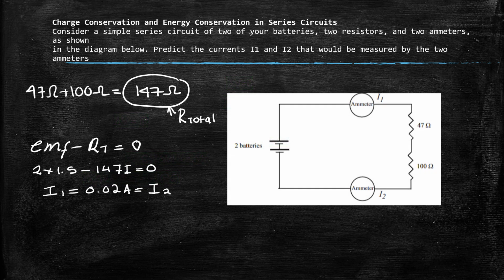Here we were given a specific situation and asked to predict the currents 1 and 2, which would be measured by two ammeters. The first step was to calculate the total resistance, and then to use the equation EMF minus the total resistance times current is equal to 0, considering steady state. And we got that both currents would equal 0.02 amperes.